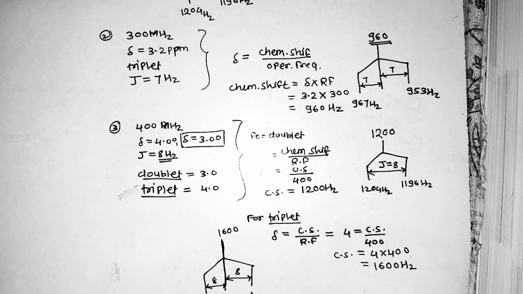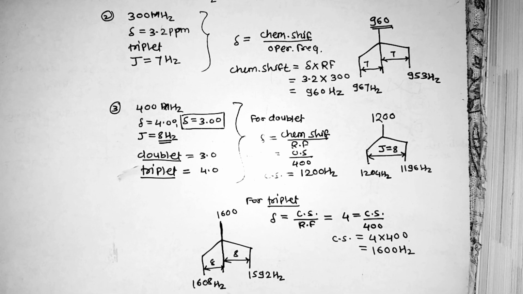So you have to move 8 hertz left and right: 1600 minus 8, 1592 hertz, and 1600 plus 8, 1608 hertz, so as to maintain the coupling constant the same for both the lines. So in this way you can determine the position of each line.